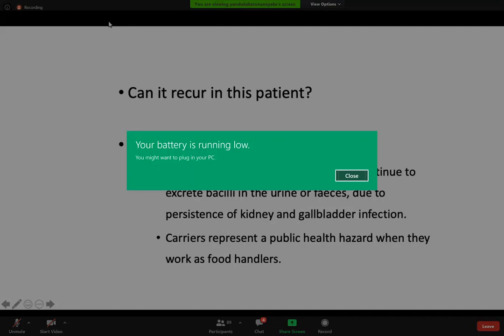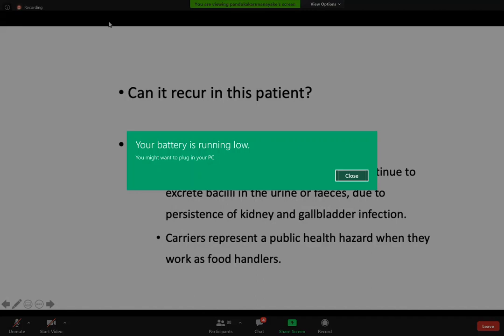So a practical approach would be, after the patient finishes their course of treatment, you wait 2 to 4 days and then send off 3 fecal specimens for culture. It may take a few days to come back, but it's a cheap test. If all 3 are negative, then that's at least a safe way to allow the patient to go back to work.